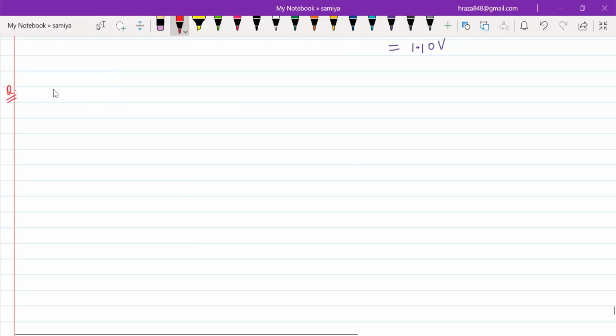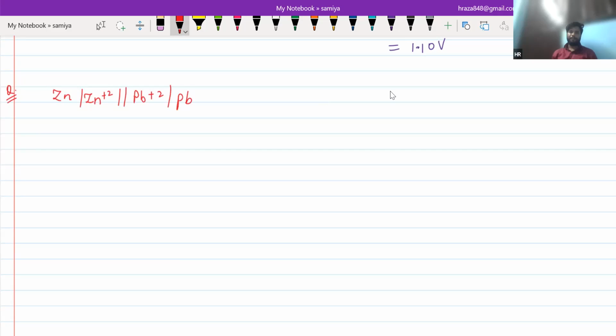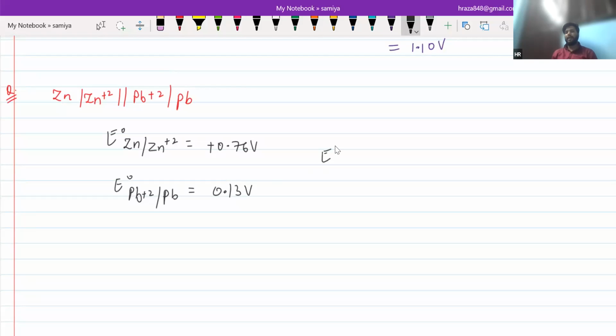Another question. Zn plus 2 double slash Pb plus 2 slash Pb. Now you can see it is given that E naught Zn slash Zn plus 2 is plus 0.76 volt and E naught Pb plus 2 slash Pb is equal to 0.13 volt. Calculate E naught cell. Please do this first.